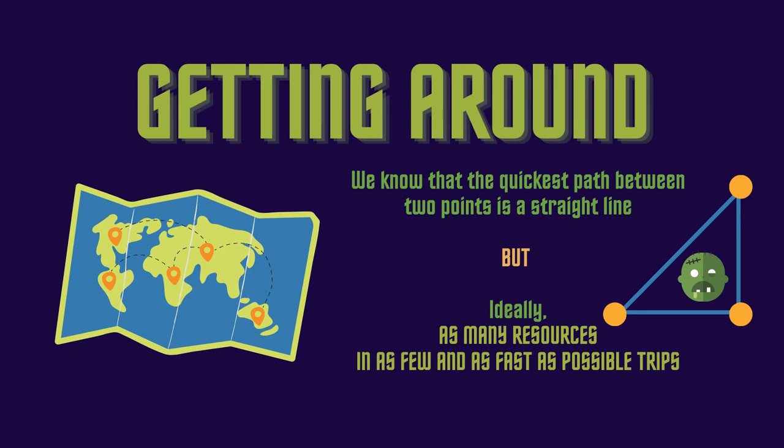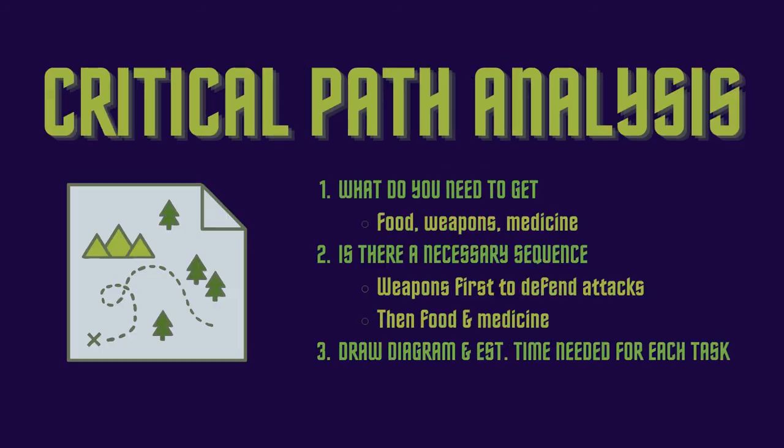But when we have zombies around, it might not be that easy. Ideally, we need to get as many resources in as few and as fast trips as possible. We can use critical path analysis. We can determine what we need to get if there's a necessary sequence, and then draw a diagram and estimate the time needed for each task.